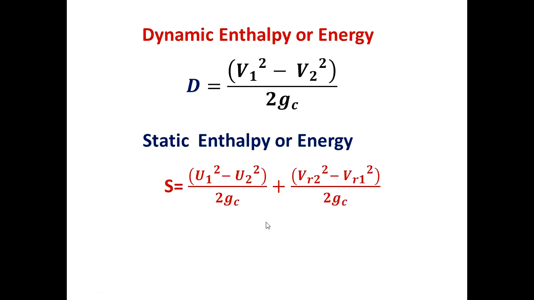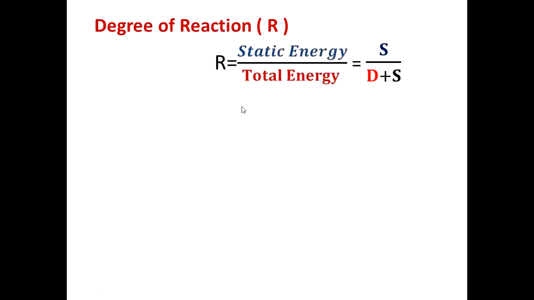This I explained. Okay, therefore let us go for the new definition. A very, very important definition in turbo machines is the degree of reaction. What do you mean by the degree of reaction? Mathematically it is expressed as the ratio of the change of the static energy to the total energy. What is the static energy? I will designate it with S, and the total energy is dynamic plus static. Therefore this will be the equation.